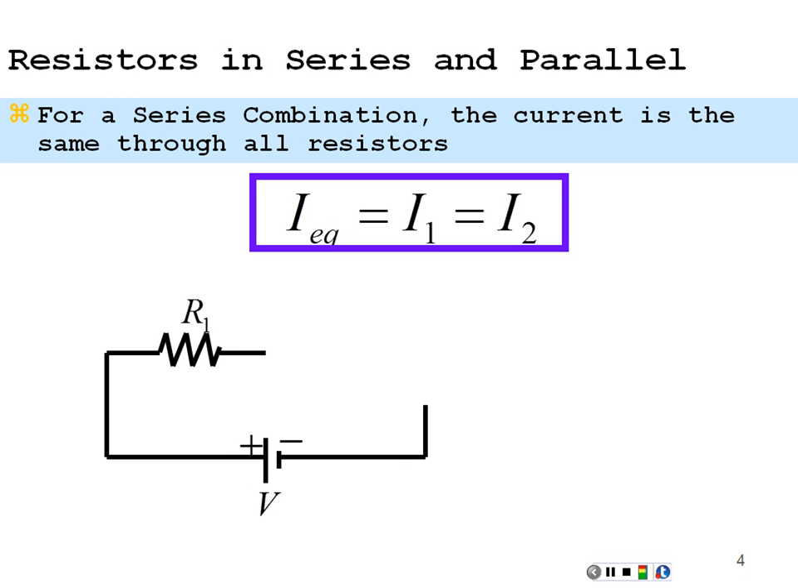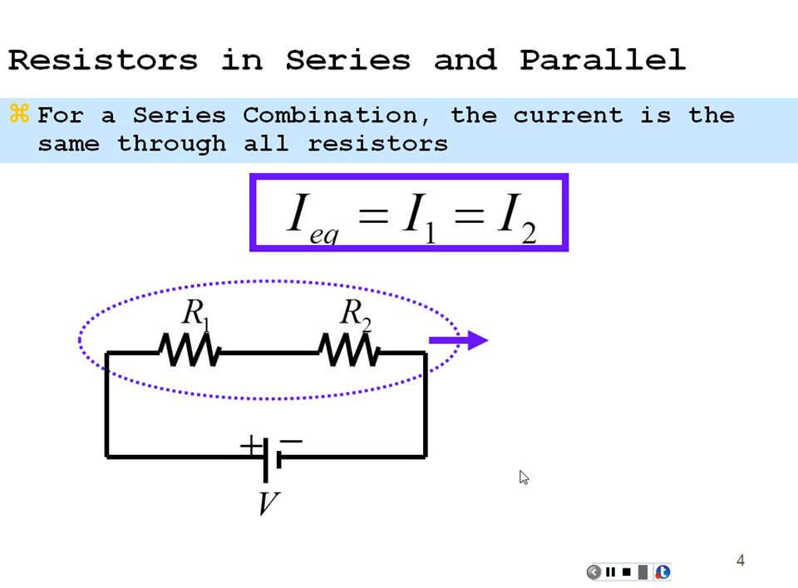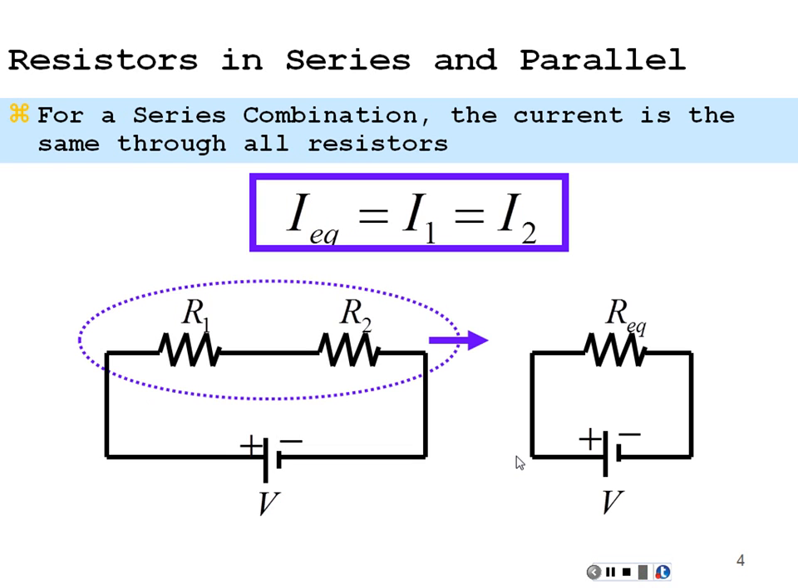Hence, if we had a series combination of resistors, the same current will flow through each one, and that means the same current will flow out of the battery in this configuration as might flow in an equivalent configuration. In other words, as far as the battery is concerned, the same current is flowing out of it. It doesn't know what's going on with any equivalent circuit because they are truly equivalent. So the same current will flow out of the battery in this equivalent circuit as what flows out of the battery in this original circuit. Hence, I equivalent is equal to I1 is equal to I2.